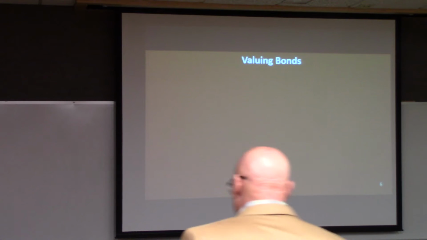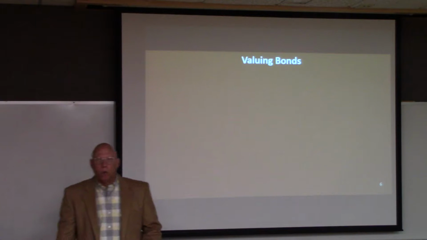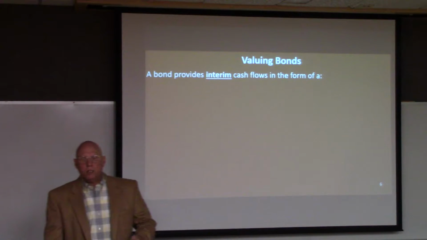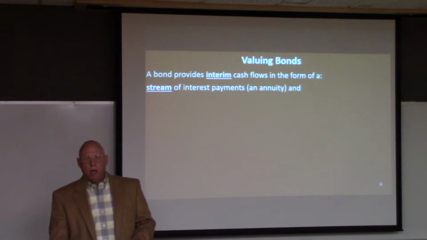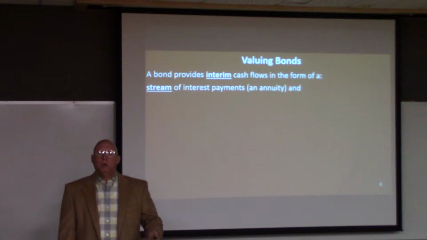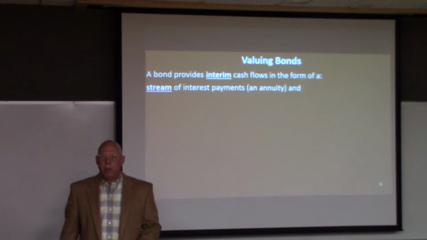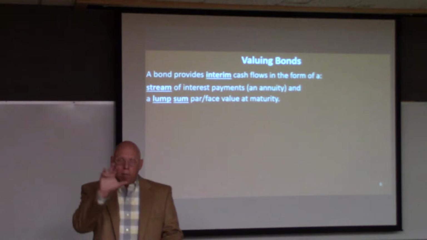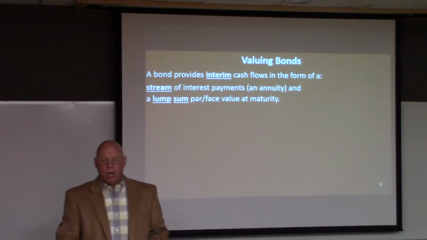How do we value bonds? Let's review how we determine what a fair price should be for a bond. A bond provides interim cash flows, a set of cash flows in the form of a stream of interest payments, and that's an annuity. It's the same amount over the same time period, a certain number of payments, and also a lump sum at maturity. So a bond contract establishes the amount and the timing of cash flows.